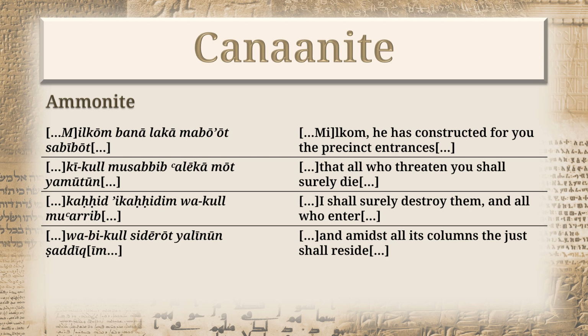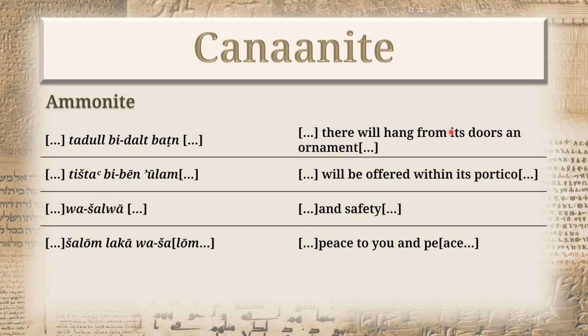Let's look at lines 5 till 8. Tadul bidalt bottom, there will hang from its doors an ornament. Tishta'a bibin ulam, something will be offered within its portico. Washalwa, and safety. Shalom laka wa shalom, peace to you and peace, I guess, to somebody else, I don't know, but this is what we've got in the Amman Citadel inscription. And this again is not much, but it is an important part of the corpus of Ammonite. So we don't have much more.